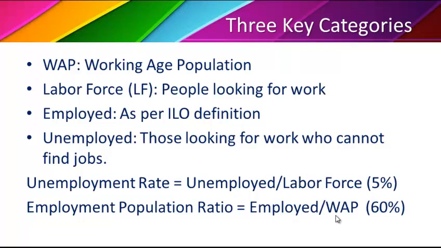So the unemployment rate is defined to be the ratio of the unemployed to the labor force. So the denominator is the number of people who are looking for work. This is very important, because this is not the working age population. The employment ratio is the number of people who are employed out of the working age population, so that's 60%.